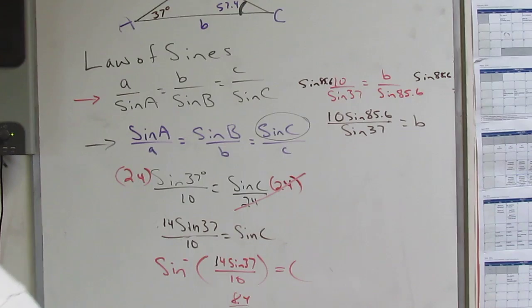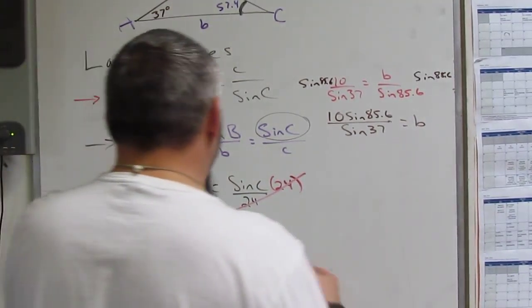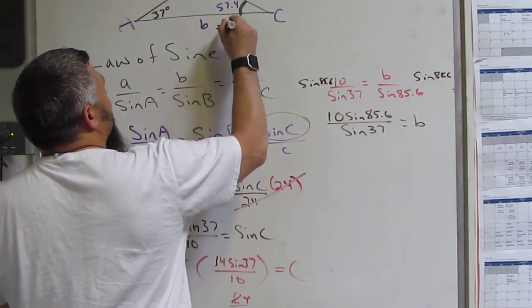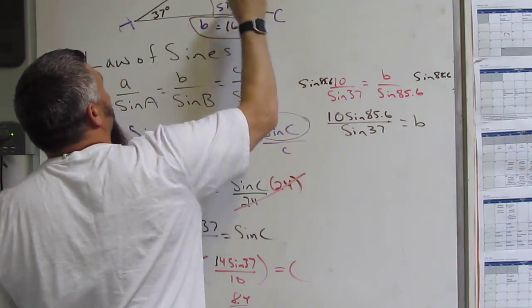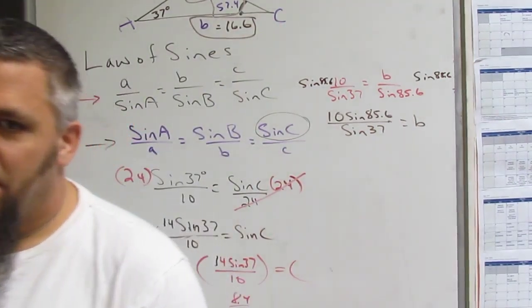Right? And so now I just plug that in the calculator. 10 times the sine of 85.6, and then I hit equals, right? And then divide by the sine of 37 and hit equals, and I get 16.56, so 16.6, okay? So I found all of these, and this is what you'll be doing.